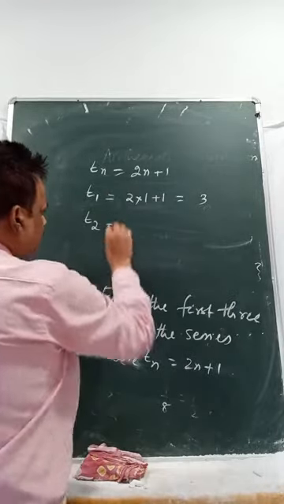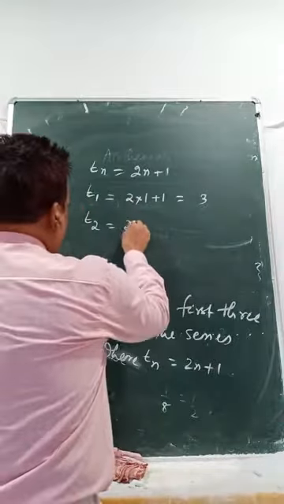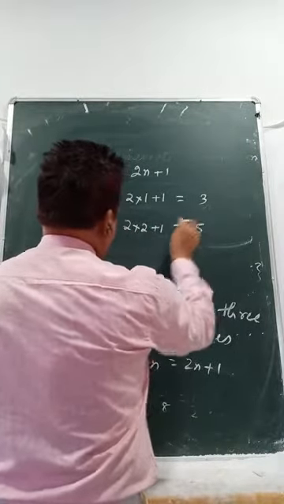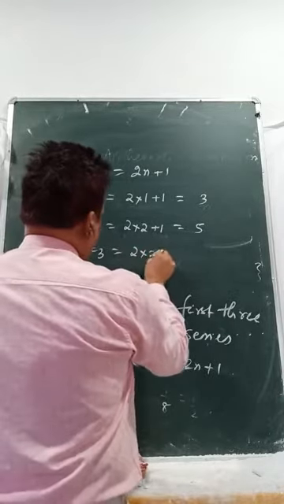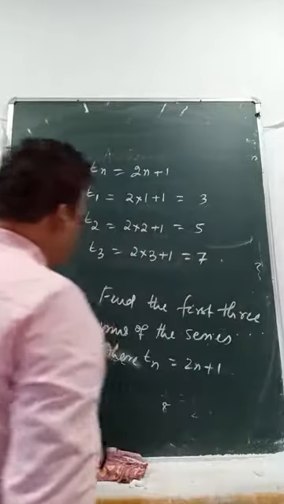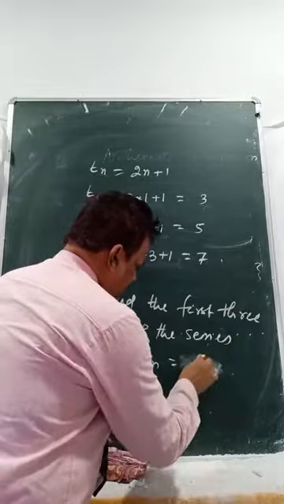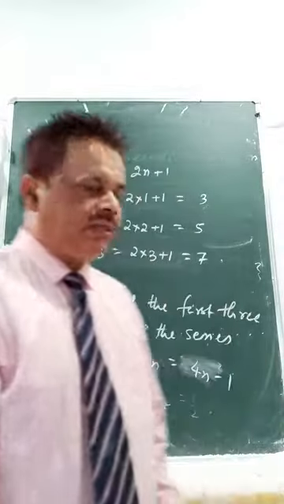T2, second term. What will be the second term here? Now 2 into 2 plus 1, 4 plus 1, 5. T3, 2 into 3 plus 1, 6 plus 1, 7. So like this. So you can try. I am giving one homework. This is 4n minus 1. Then you will go on finding the first 3 terms.